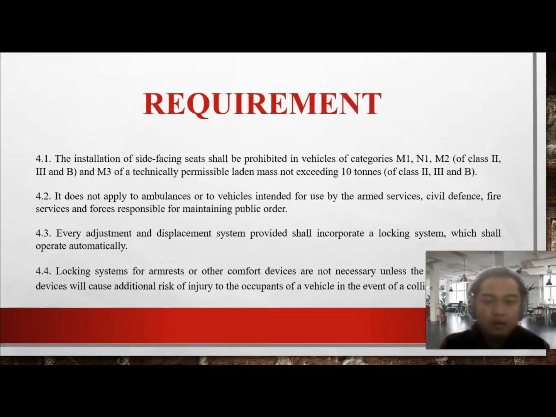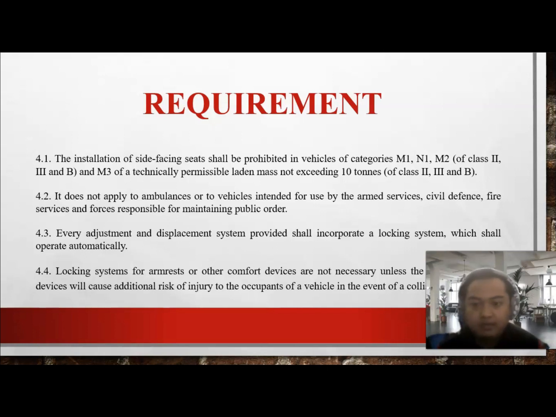Okay. For the requirement, the installation of side-facing seat should be prohibited in vehicle category M1, N1, M2 of class 2, 3 and B, and M3 of technically permissible laden mass not exceeding 10 ton of class 2, 3 and B. It does not apply to ambulance or to vehicle intended for use by the armed service, civil defense, fire service and force responsible for maintaining public order.